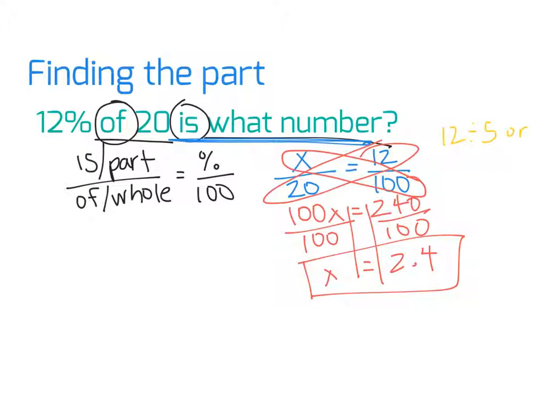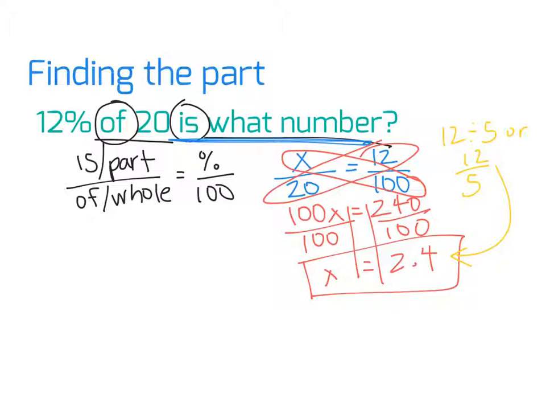Or you can write it as a fraction, 12 over 5, and you would have gotten the same answer. If you wanted to set this up as an equation, remember we're going to use those key words of "is" and "of." And we're going to take our percent and change it into either a decimal or a fraction. I'm going to go ahead and change this into a decimal.